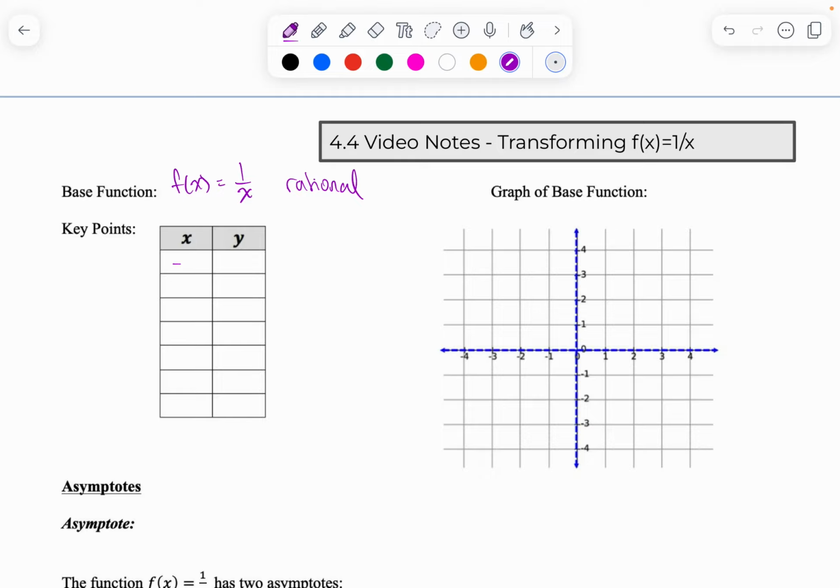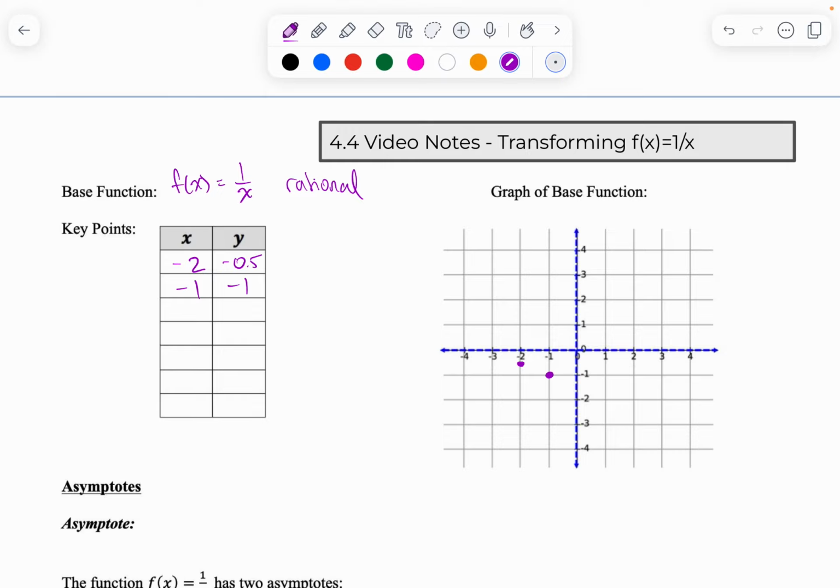Negative 2, let's say. Well, for negative 2, y is equal to 1 over negative 2. So negative 0.5. Okay, for negative 1, y is equal to 1 over negative 1. So negative 1. Okay, so that means I have 2 points here: negative 2, negative 0.5, and negative 1, negative 1.